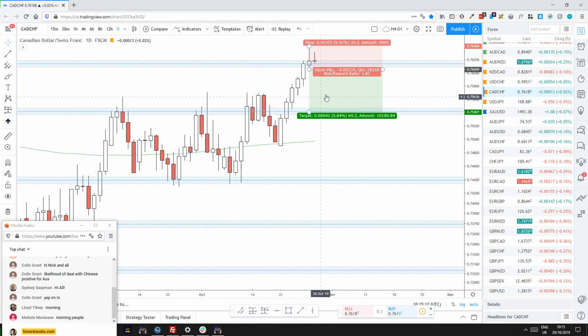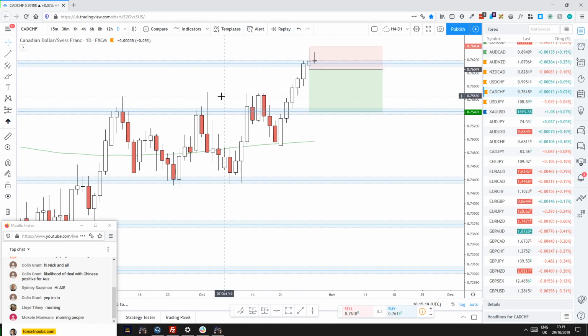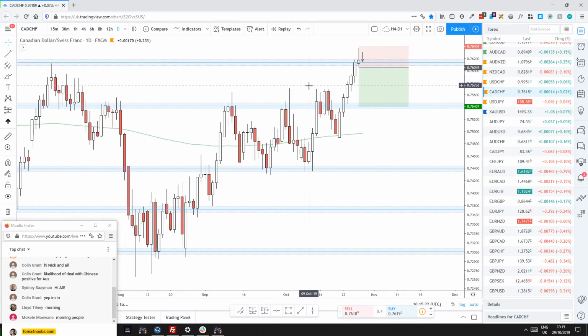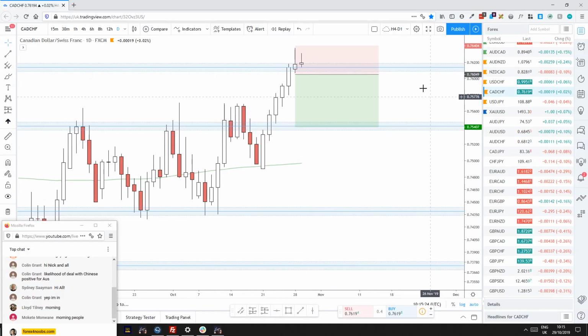CADCHF, very similar trade, guys. Looking for a short from this resistance area. This one doesn't swing as crazily though. So perhaps this one might end up being the better choice overall, or you could enter both of them.